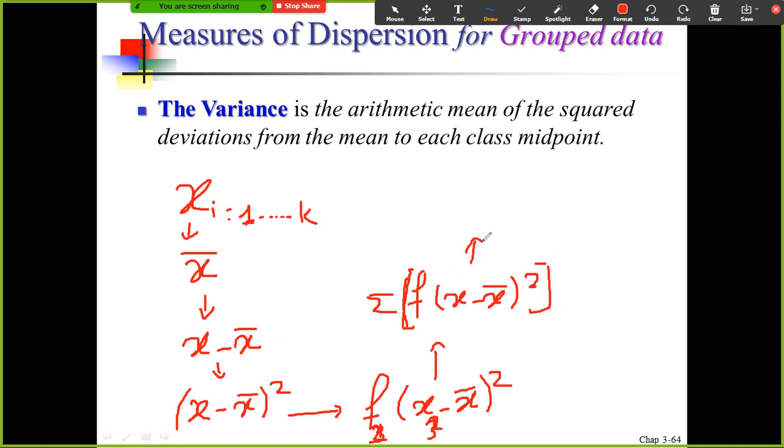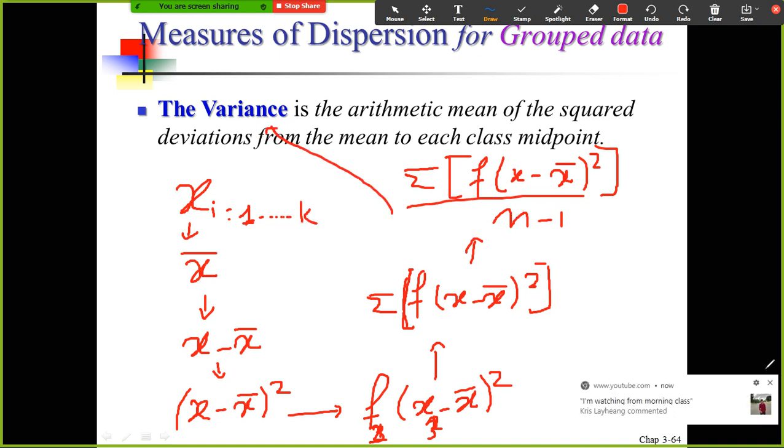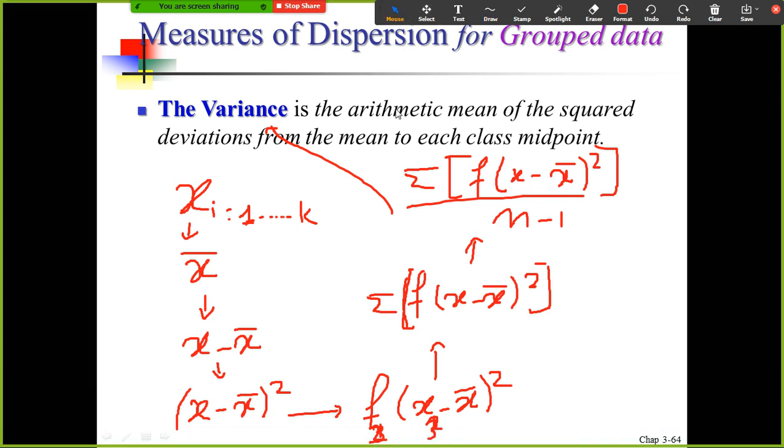Next step, the last one, we take this divided by n minus 1. Maybe some of you will ask me why divided by n minus 1. I already answered in a previous movie. Okay, this is what we call variance.